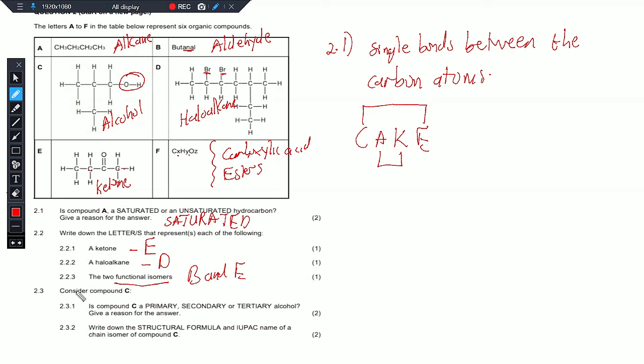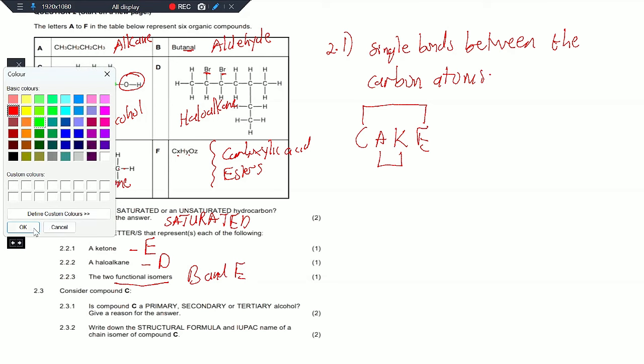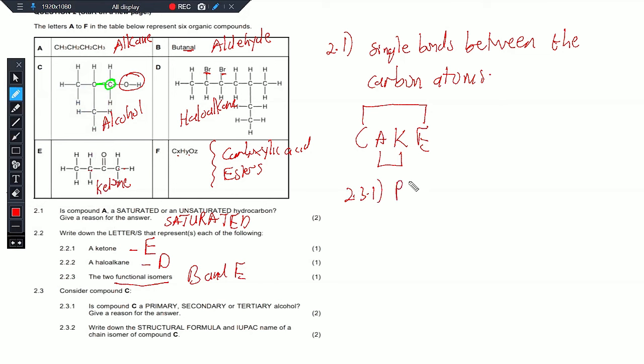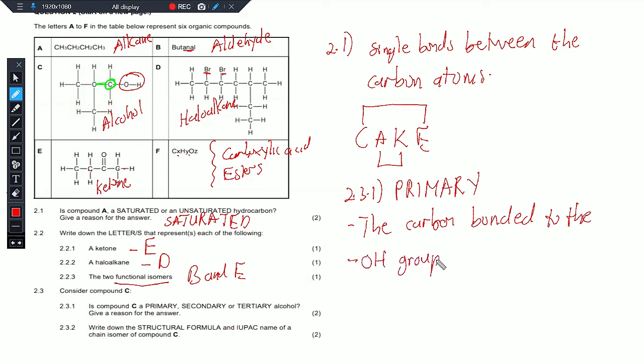So there we go. Then 2.3 says consider compound C. Is compound C a primary, secondary, or tertiary alcohol? Give a reason for the answer. Now, looking at C here, the carbon that is bonded to the OH is only bonded to one other carbon, which makes it a primary alcohol. So our answer there is primary, and the reason for that is because the carbon bonded to the OH group is bonded to one carbon.